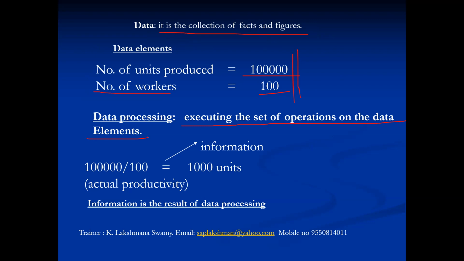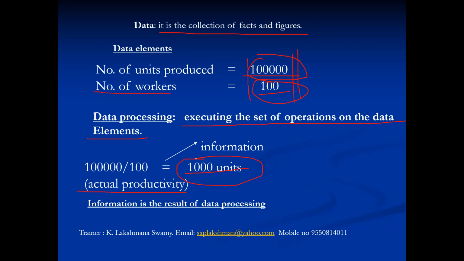For example, I am performing a small division operation between these two data elements. I am dividing total output by the number of workers. The result is 1000 units per worker. That means on average, each worker has produced 1000 units in the previous month. This is called actual productivity or average production. This is called information. What is the information now? In the month of February, the actual productivity is 1000 units. That means information is the result of data processing.